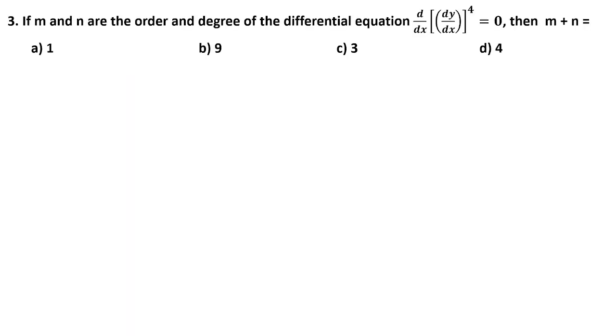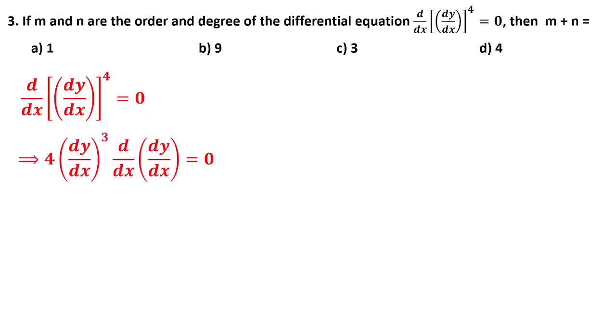Question number 3. If m and n are the order and degree of the differential equation, then m plus n is equal to. Always remember, when a differential equation is given like this, you have to convert it into a perfect equation, which is a polynomial equation in derivatives. Then only you have to find out its order and degree. Therefore, first let us find d by dx of dy by dx whole power 4. It will be 4 into dy by dx the whole cube into d by dx of dy by dx, by making use of the chain rule.